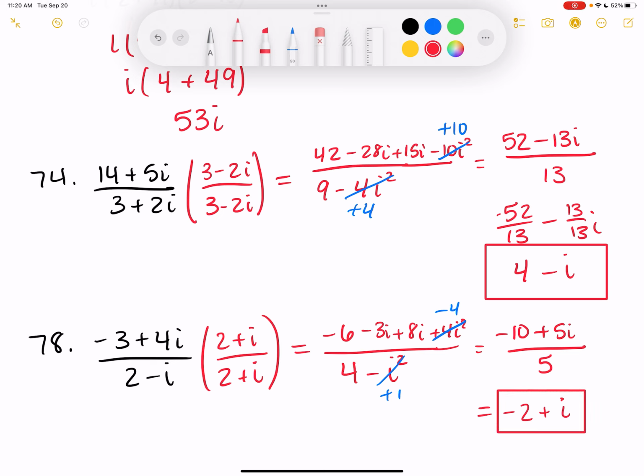Is it plus this time though? Yeah. Okay, that's easy. I like this. I like when everything reduces.